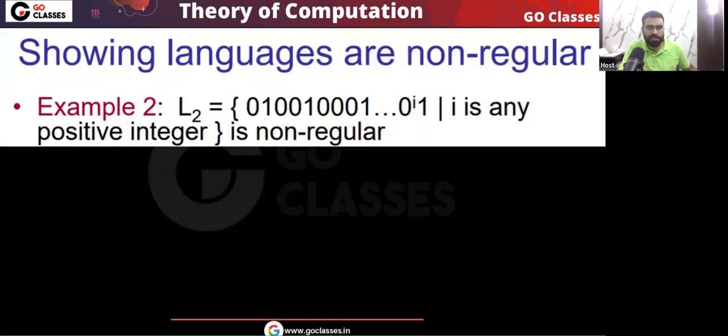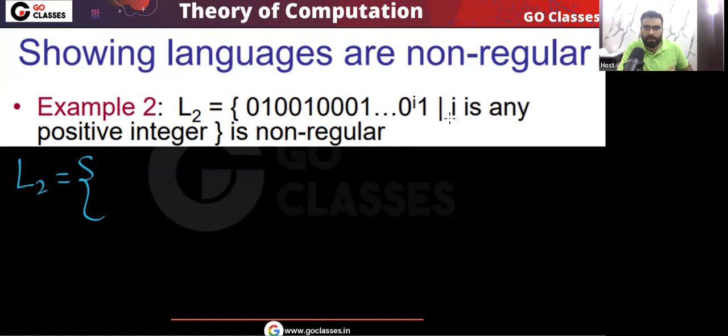Now let's move on. Now let's see this language, and let's prove that this language is non-regular. First you understand this language, then we will prove that it is non-regular. So tell me, in this language L2, which strings do you have? Just focus here. We have this type of strings. Read this. Here you can notice i. i is any positive integer. It means i can be 1, 2, 3, 4, and so on.